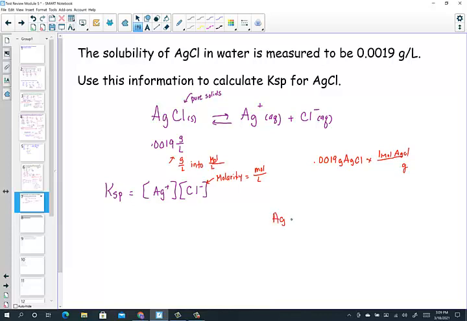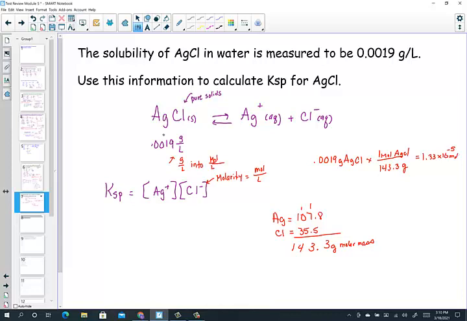Let's see, I know silver from the periodic table is 107.8, and I know chlorine from the periodic table, I'll say is 35.5. I'm going to add those. 144.3 grams as the molar mass of AgCl. So all I'm doing is a little mole map problem, Gen Chem 1 review. 0.0019 divided by 144.3, and my screen reads, I'm just going to round a little bit, 1.33 times 10 to the negative 5th moles.